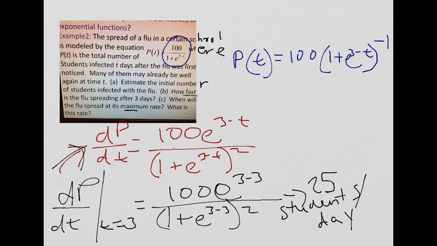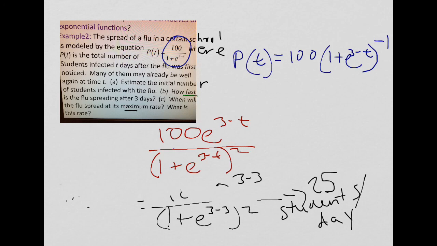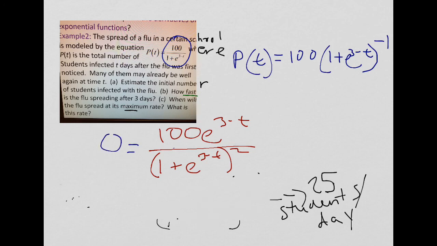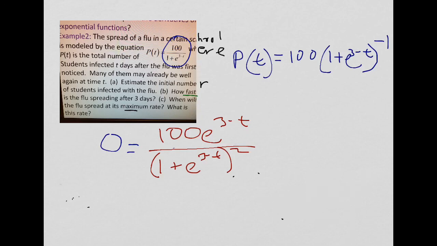All right, so we want to set this equation equal to 0. Equal to 0, and we stop. So now we cross multiply with 1, and we get 0 equals 100 e to the 3 minus t power.